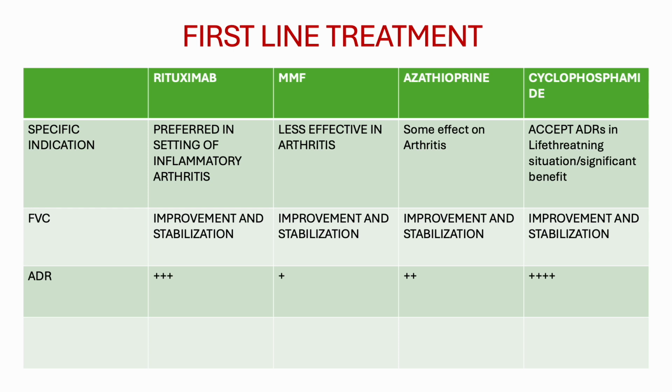But that is what will guide what treatment he's on. So for the first line treatment, amongst all the options, another factor that really determines what you give is the kind of indication. When you're dealing with inflammatory arthritis with ILD, rituximab would be the preferred choice because it works for arthritis. MMF is less effective in arthritis. So either we would be giving it to a patient who does not have arthritis manifestations, or if he does, he may have to be on a DMARD such as methotrexate also. Azathioprine has some effect on arthritis, and cyclophosphamide, as I said, will be given when adverse effects can be accepted.